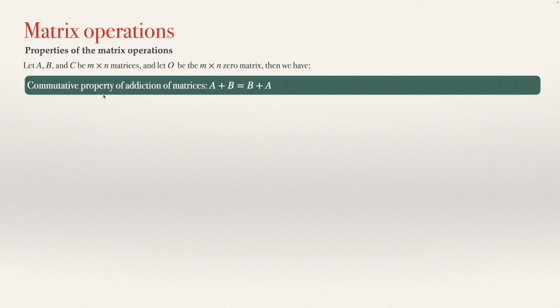Commutative property of addition. So the addition will be commutative. Adding A plus B will be the same as B plus A. If you have two matrices, this will be the same, so they produce the same matrix.